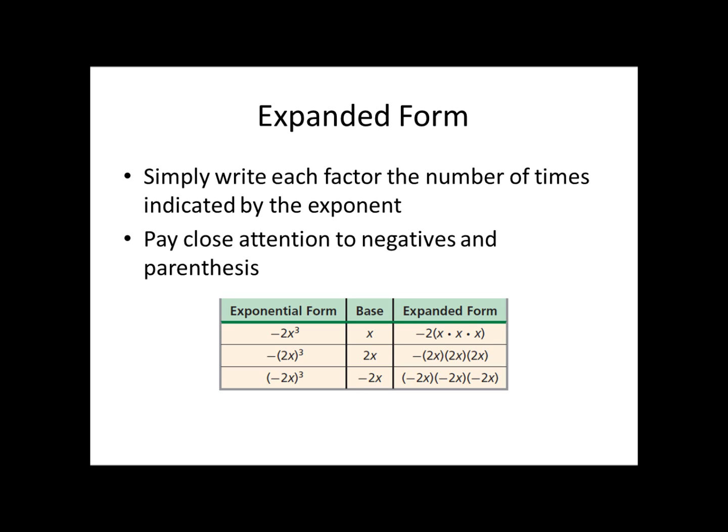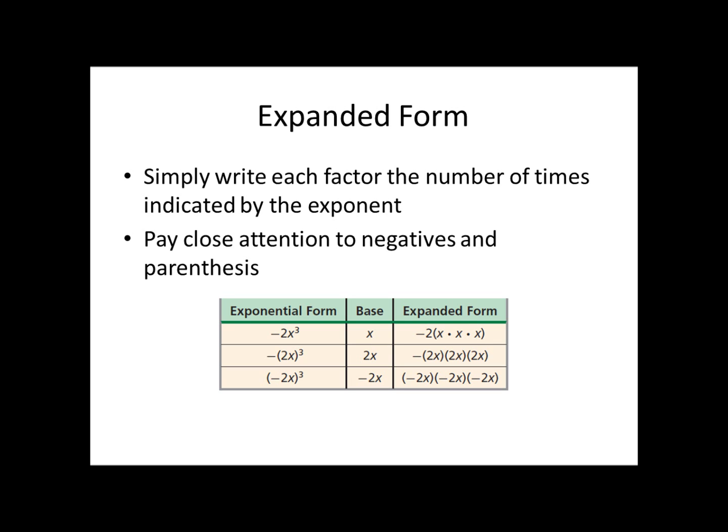In the middle example, because of those parentheses, now the 2 is getting cubed along with the x. The negative is not, because it's not inside the parentheses. So in expanded form, the negative sits there in front. It happens once, and then 2x times 2x times 2x.